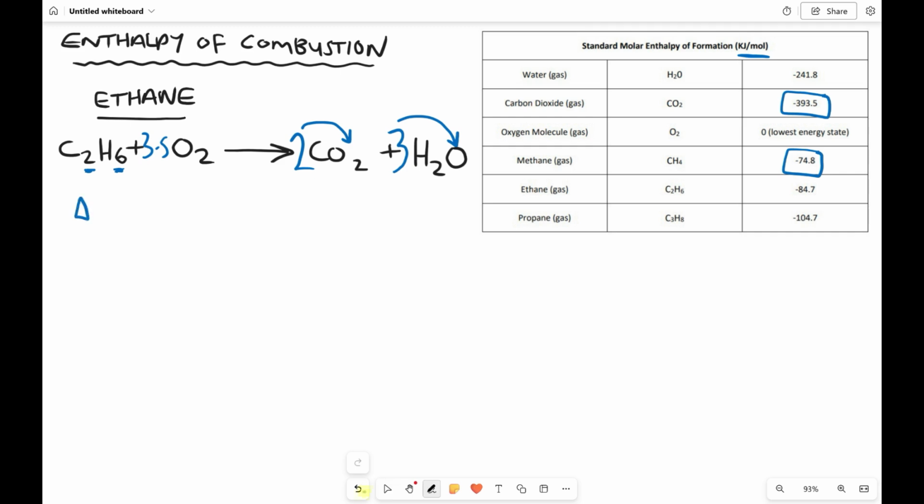Recall that the change in enthalpy of this reaction is the enthalpy of our product, or the enthalpy of the right-hand side, minus the enthalpy of our reactants on the left-hand side. The enthalpy of our products is 2 times the CO2 group. Well, the CO2 group is minus 393.5. To that we need to add our other product, which is H2O, so we've got 3 times minus 241.8.